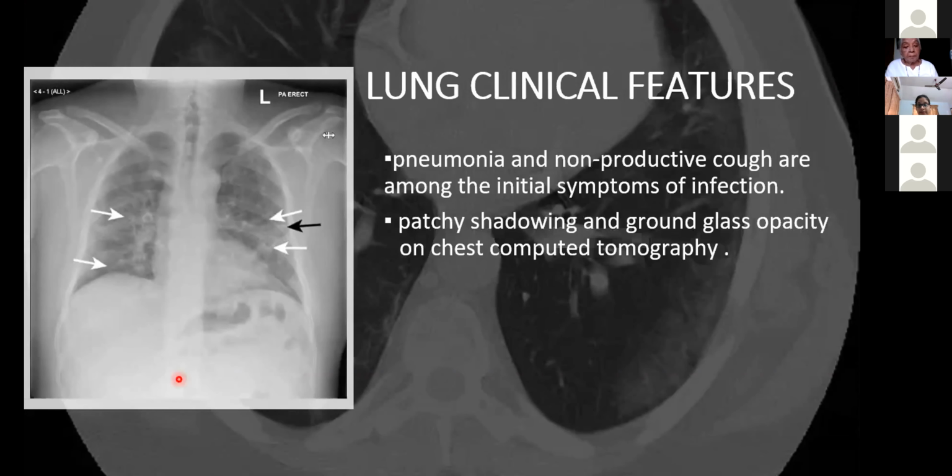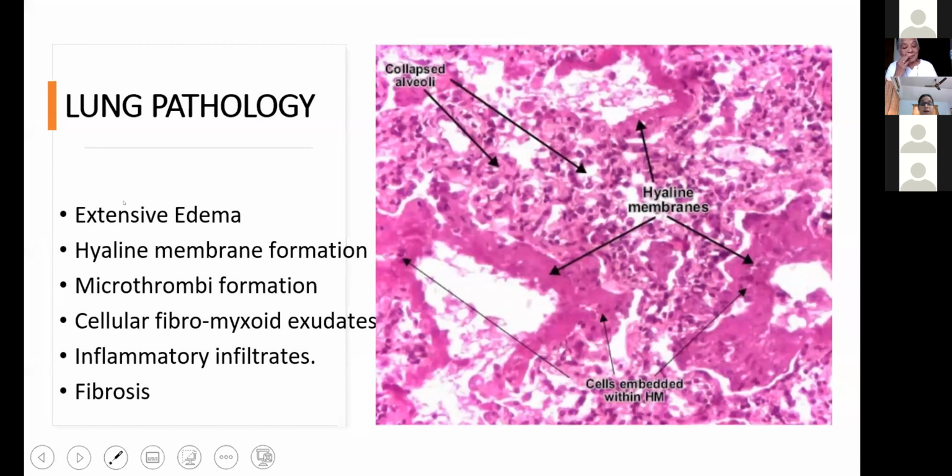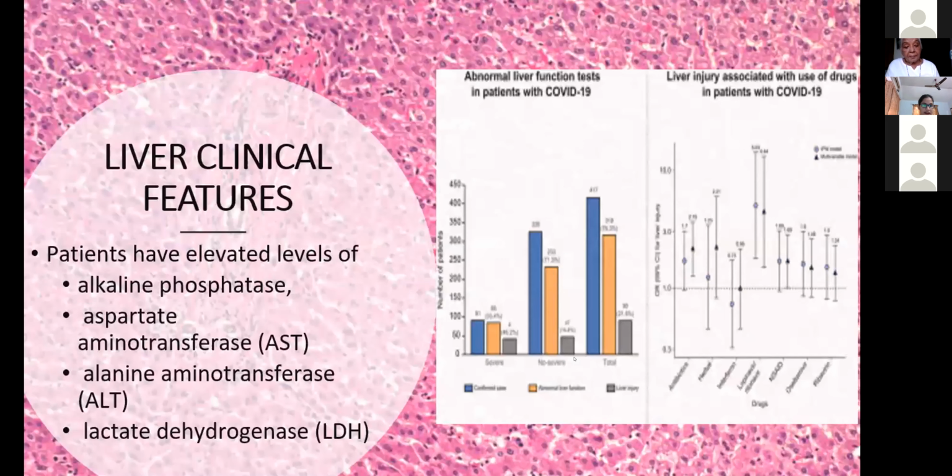When it comes to the lungs, the clinical features, of course, we know, are pneumonia and non-productive cough, which are among the initial symptoms. And the other one is ground glass opacity. The ground glass opacity is marked here, as you can see in the X-ray. When it comes to the pathology, you see extensive edema, hyaline membrane formation. I have shown the hyaline membrane formation in the picture next to it. Microthrombi formation, inflammatory infiltrates, and fibrosis.